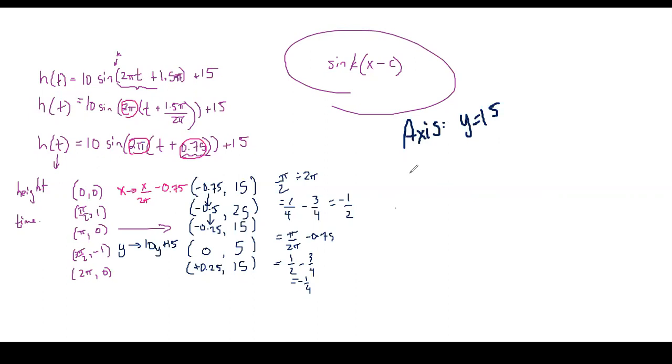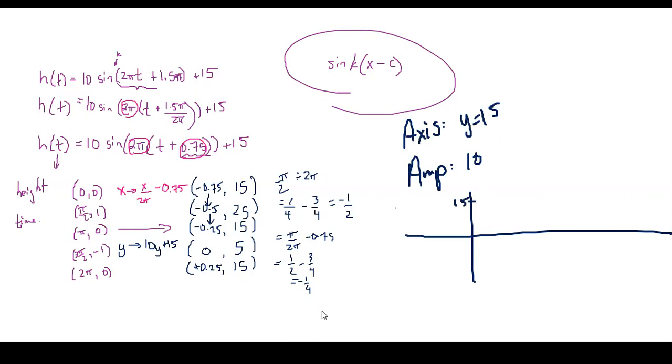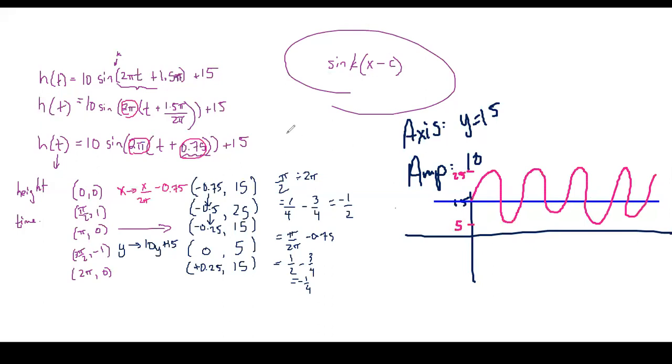Your amplitude will be 10. So basically, from that graph, if you're starting here, you should be at like 15, and that's going to be your axis. And then regardless of which way you're going to go, up to 25 and then down to 5, I'll do something like this, depending on whatever your period is.